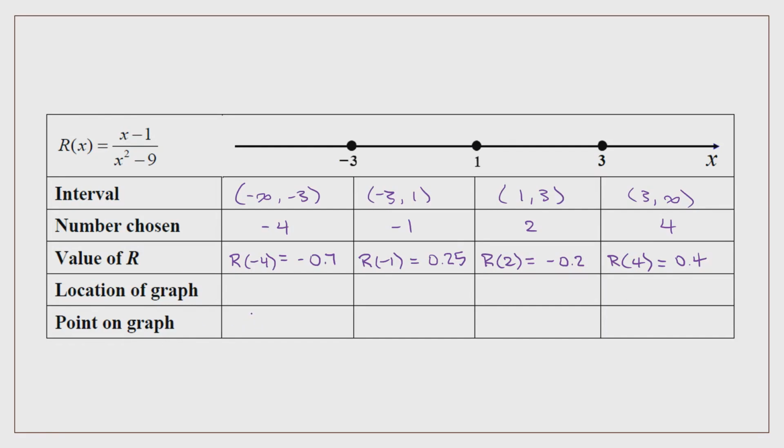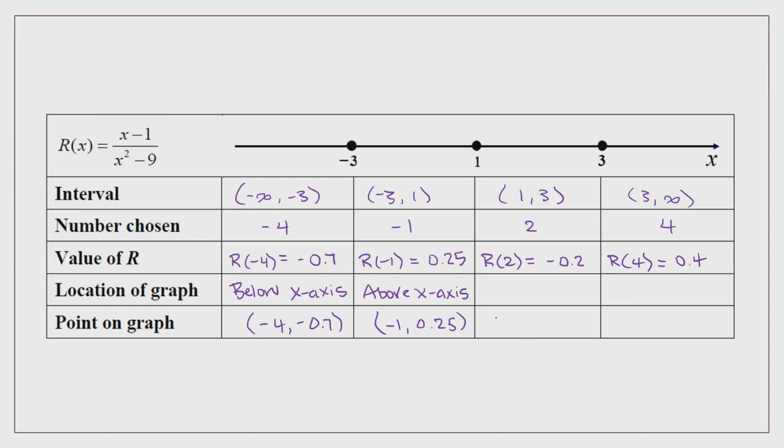So my point on the graph in the first interval is -4, -0.7. So since my y is negative, it's going to be below the x-axis. In my second interval, I have the point -1, 0.25. Since my y is positive, it is above the x-axis.